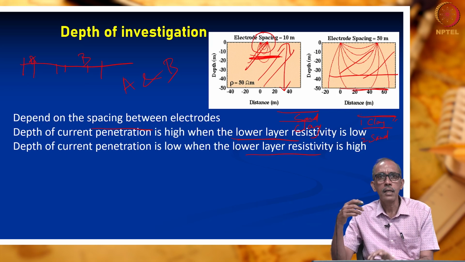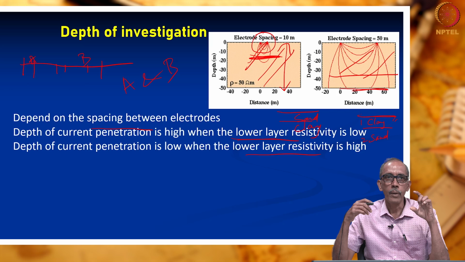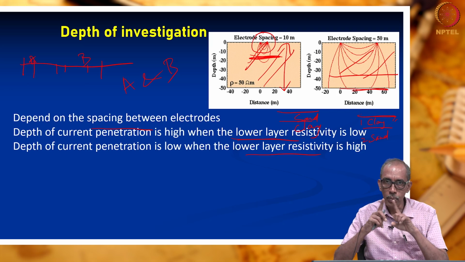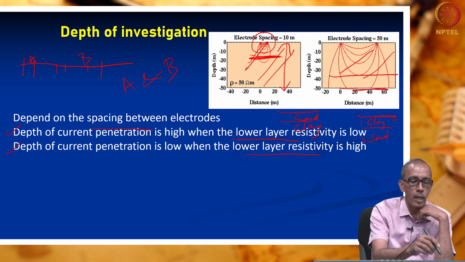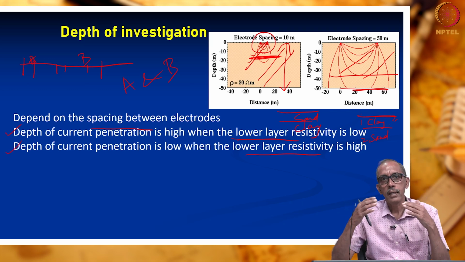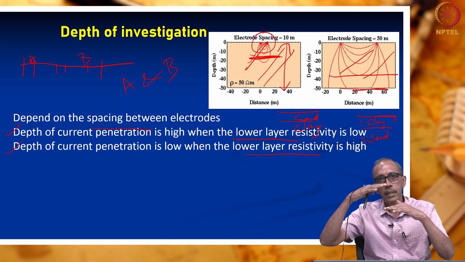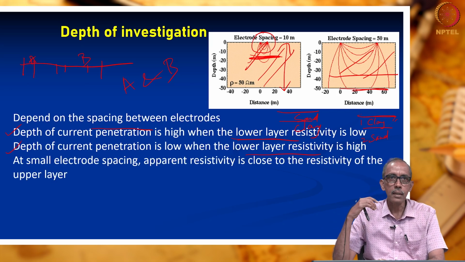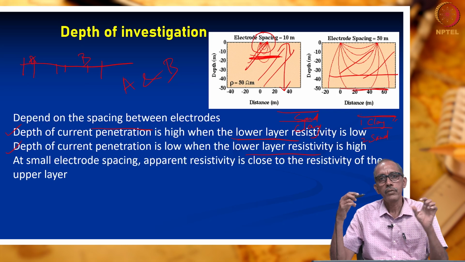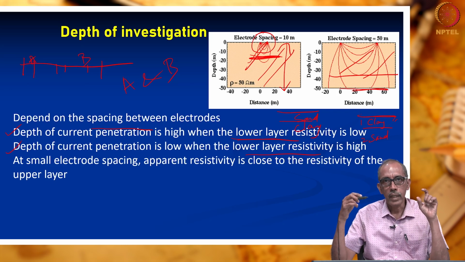So, though we are saying depth of penetration is related to the spacing between the electrodes, as seen in the second and third bullet point, it also depends on the resistivity contrast between the different layers present below the surface of the earth. Then, suppose the spacing between the electrodes is very small, what are we going to determine? We are going to determine resistance.